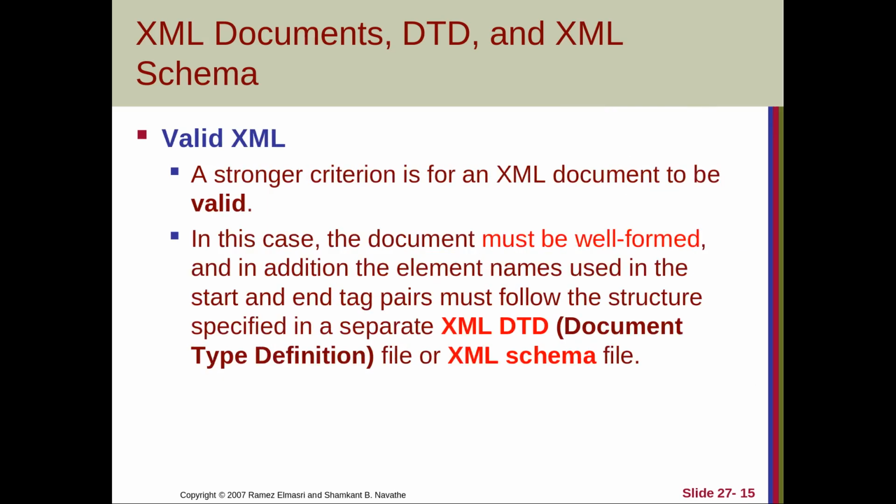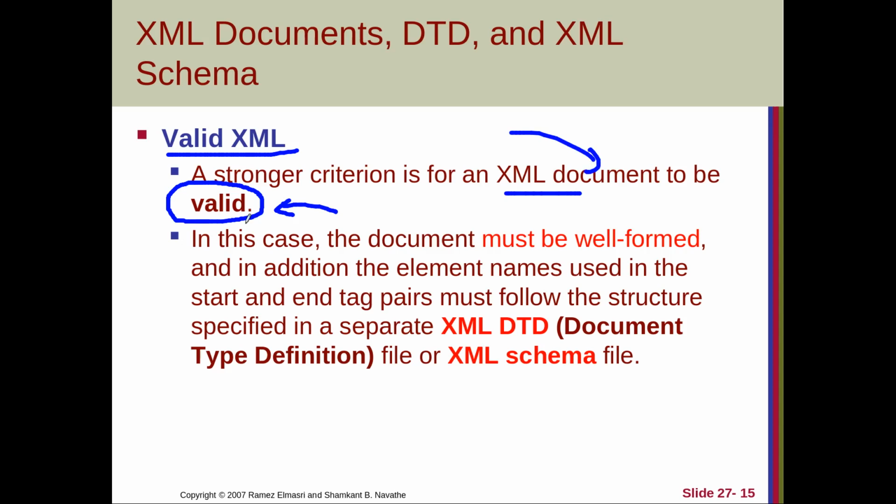Now we will see what a valid XML is. Valid XML is a stronger criteria for an XML document. We cannot always say that an XML document is valid. Compared to the previous well-formed XML document, some stronger criteria is being added so that the XML document can be called a valid XML document.